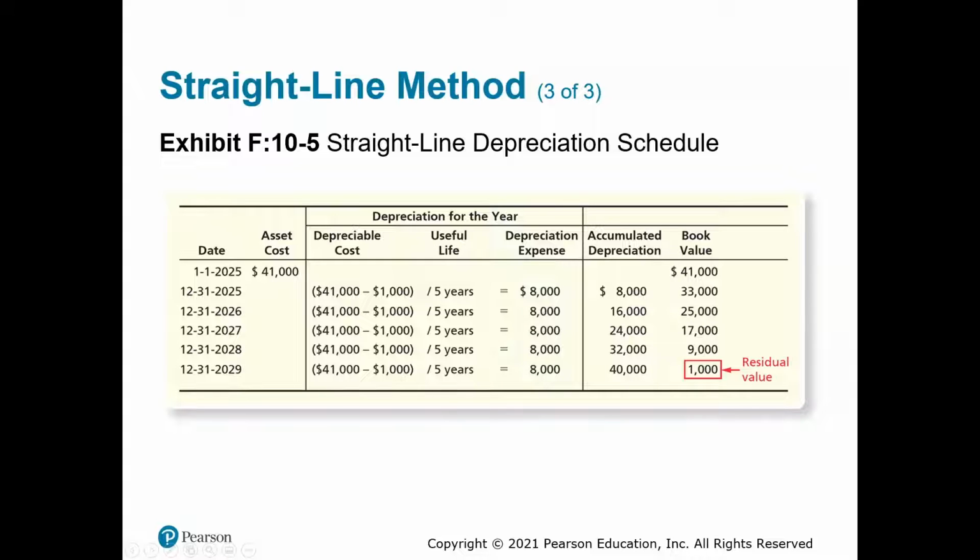Okay? So as an asset is used, accumulated depreciation increases and the book value decreases. At the end of its useful life, the asset is said to be fully depreciated. An asset's final book value is its residual value.